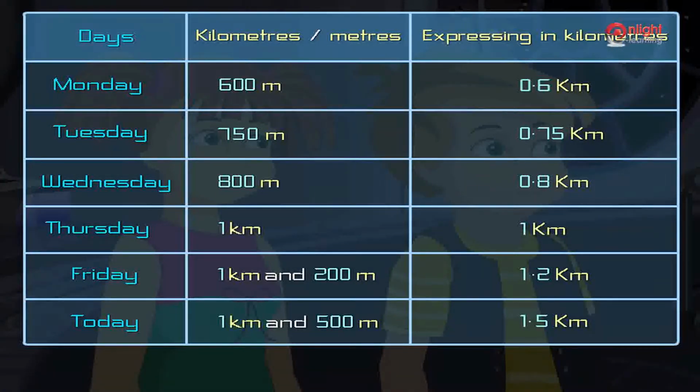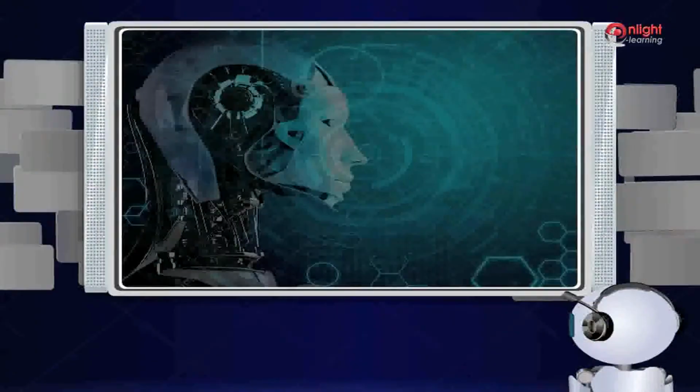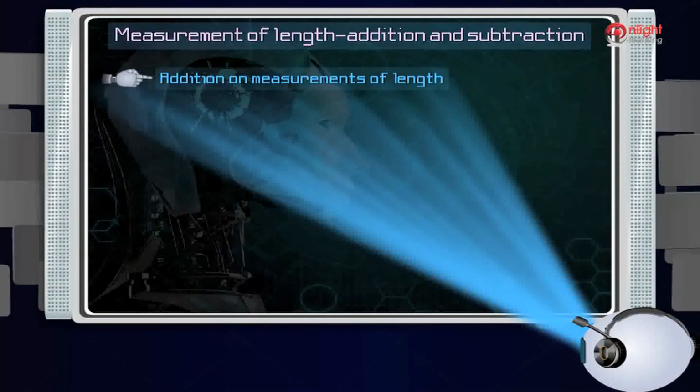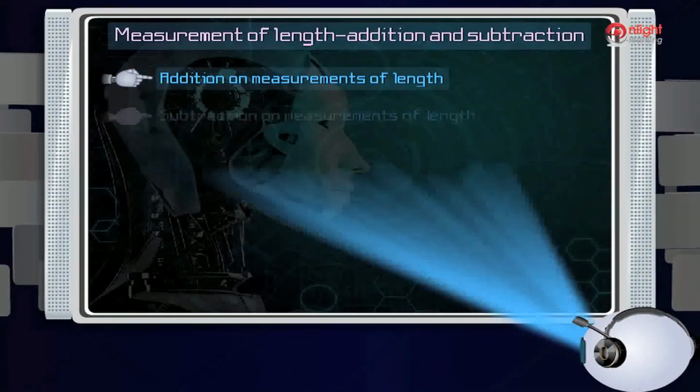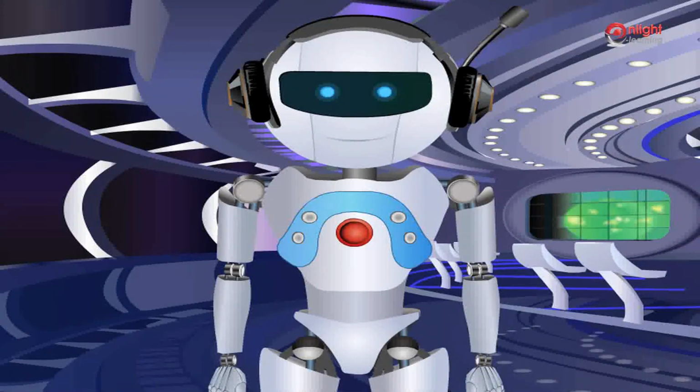Now, since the quantities are all expressed using a common unit, we can add them. So, the total distance is equal to 0.6 plus 0.75 plus 0.8 plus 1 plus 1.2 plus 1.5, which is equal to 5.85 kilometers. Today we have learnt about addition on measurements of length and subtraction on measurements of length. Hope you understood all the concepts taught today.